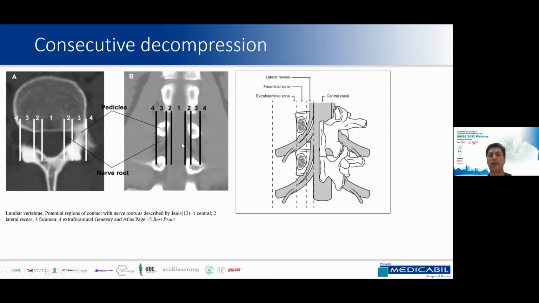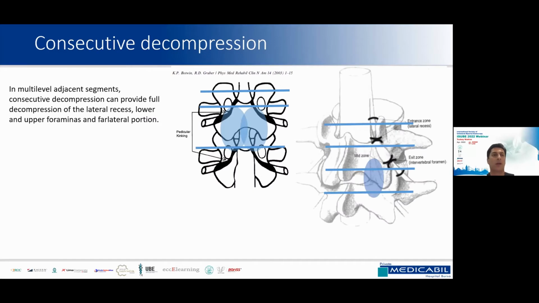I always use these tables. You see, in multi-level adjacent segments, consecutive decompression can provide full decompression of the lateral recess, lower and upper foramina, and far lateral portion. For example, you see, I am just trying to follow the nerve to be sure.